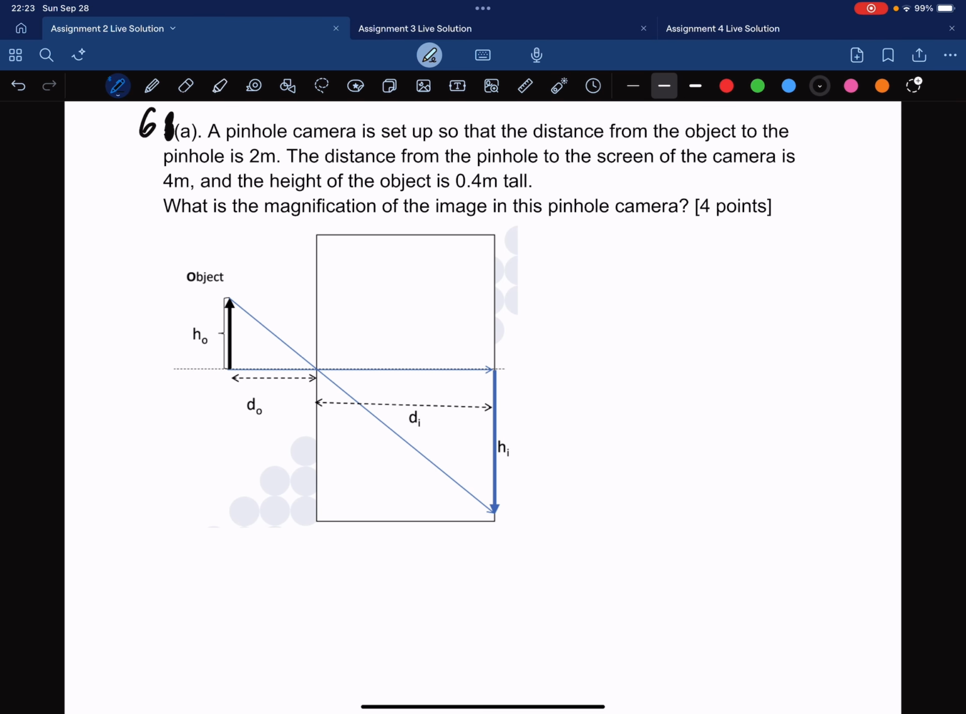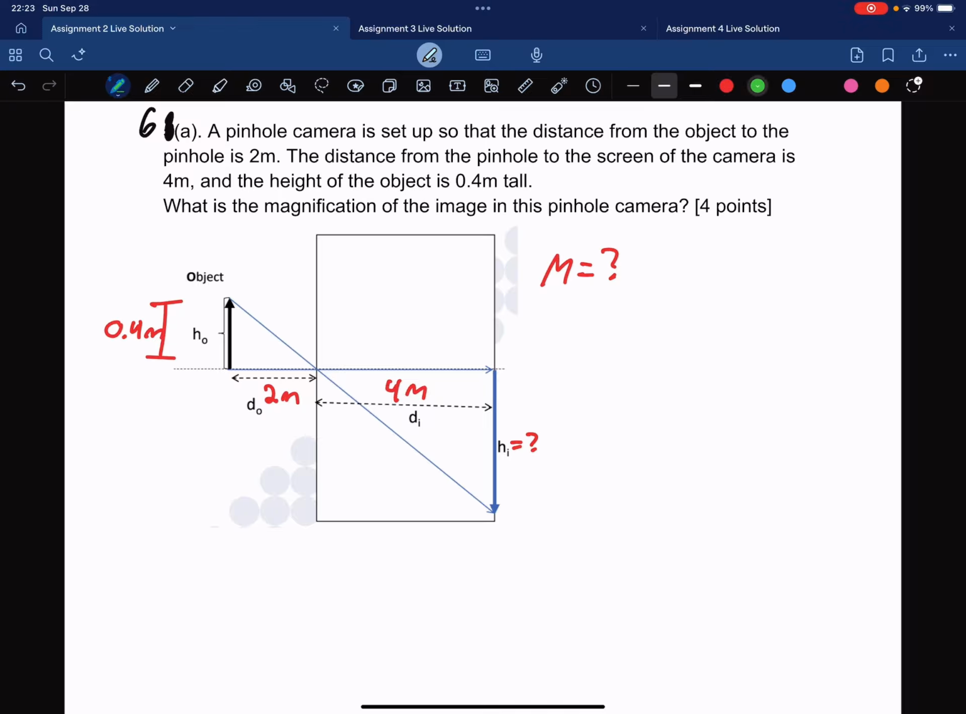So in this case, we have object distance. We are told that that is 2 meters. So a pinhole camera is set up so that the distance from the object to the pinhole is 2 meters. The distance from the pinhole to the screen of the camera is 4 meters. And the height of the object is 0.4 meters tall. We don't know what image height is equal to. We are asked what magnification is equal to.